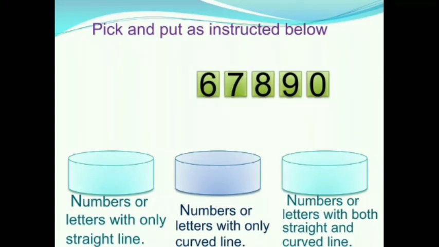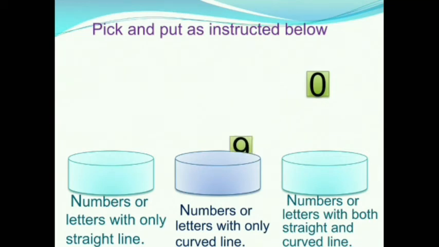6 has only curved lines. So we will keep it in the second box. 7 has only straight lines. So we will keep it in the first box. 8 has only curved lines. So we will keep it in the second box. 9 has only curved lines. So we will keep it in the second box. 0 also has only curved line. So we will keep it in the second box.